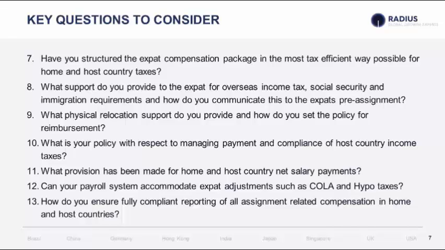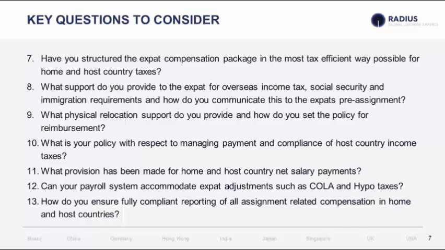Point number 8, what support do you provide to the expat for overseas income, social security, and immigration requirements, and how do you communicate these to the expat pre-assignment? So how do you provide all of these? Do you put them in touch with a tax advisor or local accountants, who are going to make them aware of the tax issues and their own obligations? Because clearly they'll have their part to play in reporting their own expenses and income in a timely fashion so that you can fulfill your own obligations as an employer.